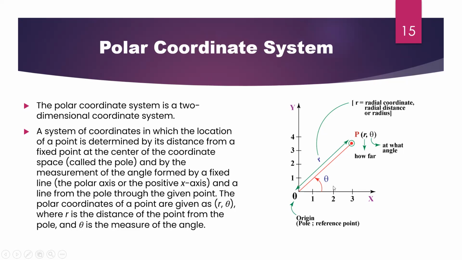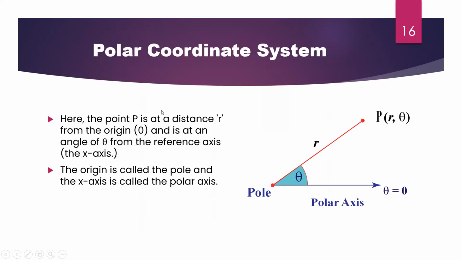As you can see in the figure, P is the point and r, theta is its polar coordinate. Here the point P is at a distance r from the origin O, and it is at an angle of theta from the reference axis, I mean the x-axis. The origin is called the pole, and the x-axis is called the polar axis, as you can see.